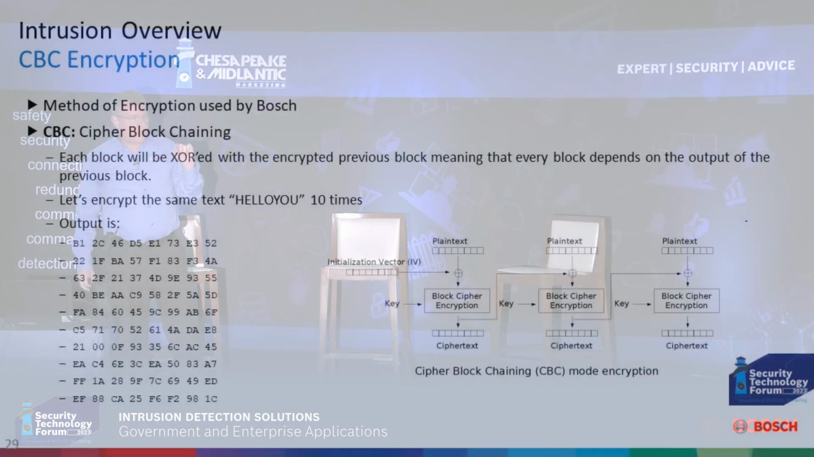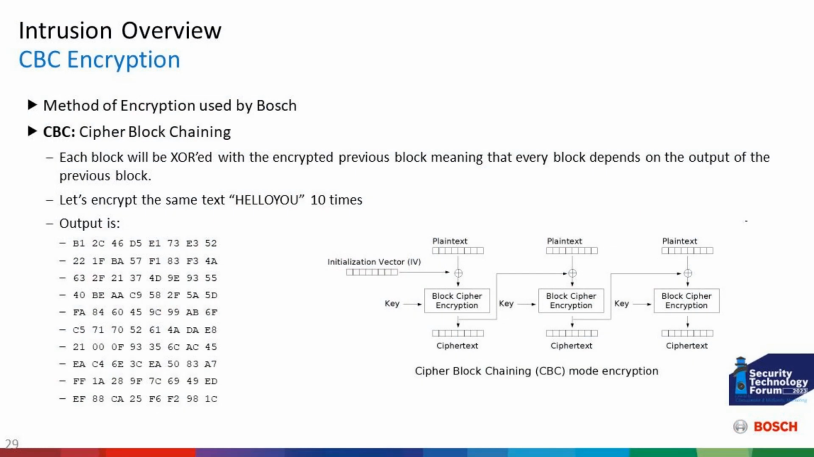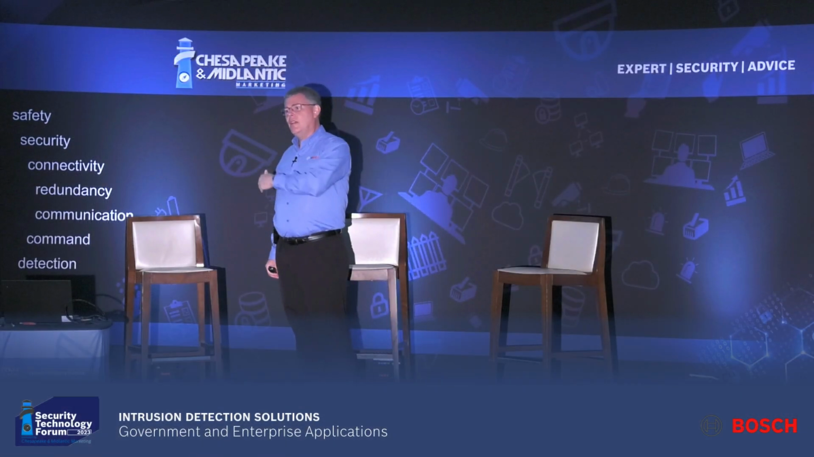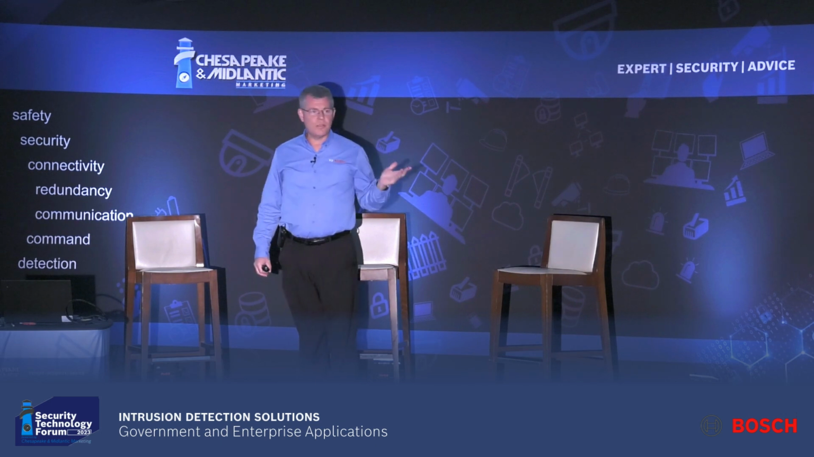What we use is what's called CBC, or Cypher Block Chaining Encryption. Long story short, it's a rolling code. So with a message, we send a little bit of the code for the next message. With the next message, we send a little bit of the code for the next message. It's never the same twice, virtually impossible to hack.